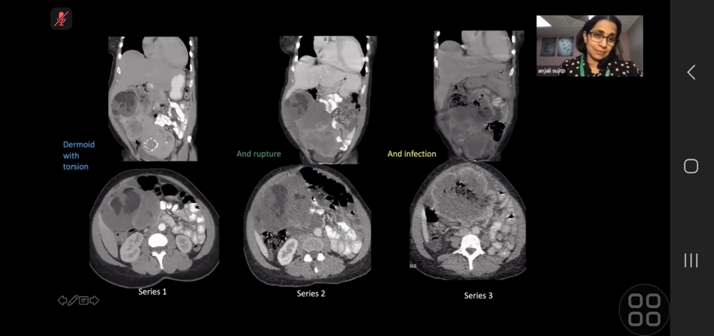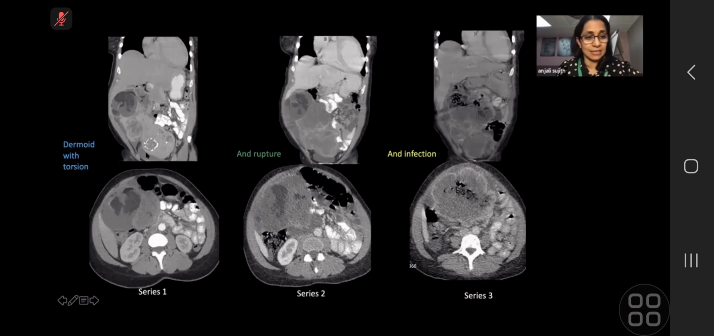So this is a case. The lady presented with sudden onset severe right-sided abdominal pain and an abdominal mass. So this was the first imaging that we had. We can see a large abdominopelvic mass extending from the pelvis into the right side of the abdomen. It has very clear fat densities, and so this was diagnosed as a dermoid cyst, and malignant change was suspected. Considering her severe pain and the presence of fluid, we also gave the possibility of torsion.